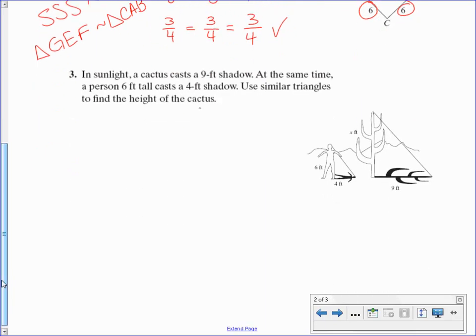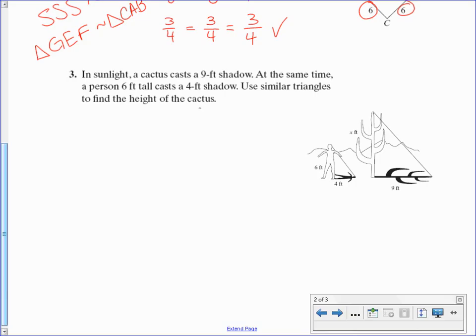And look at that last one. In the sunlight, a cactus casts a 9-foot shadow. Oh, a cactus. It's probably much warmer there than it is here. Cactus casts a 9-foot shadow. At the same time, a person 6 feet tall casts a 4-foot shadow. Use similar triangles to find the height of the cactus.